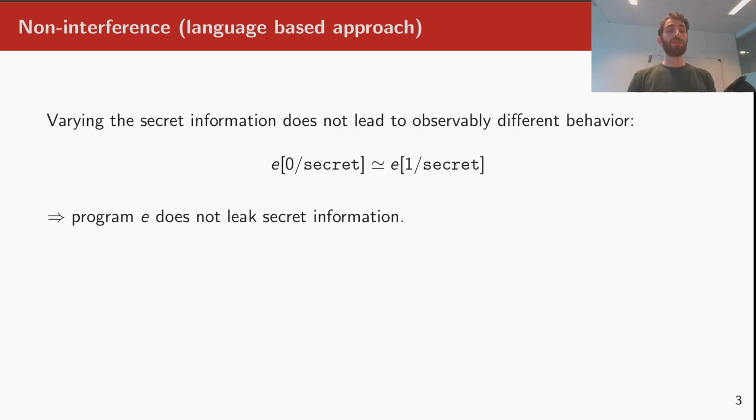We say that the program E satisfies non-interference if varying the secret data in the program does not lead to observably different behavior. So an attacker who observes the behavior of E from the outside couldn't tell the difference between E operating on the secret data being integer 0 or being integer 1. Intuitively, this means that the secret data is not leaked to an attacker.